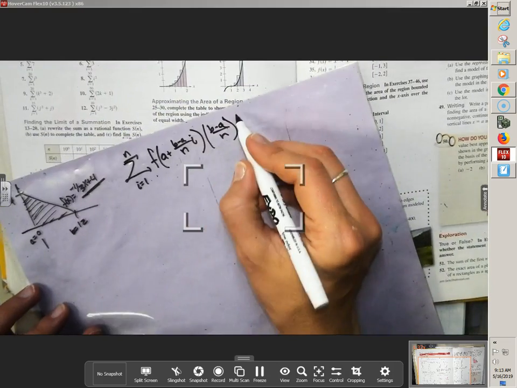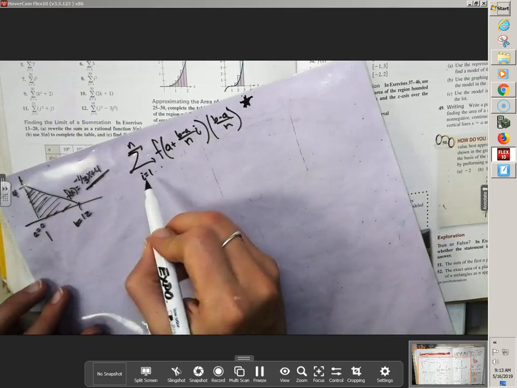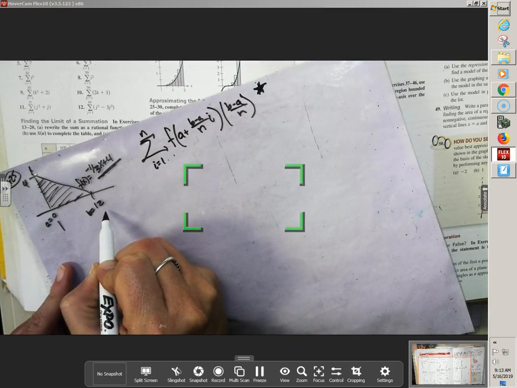This is an important formula. You might want to put a star by it. And here's how it works. A is the beginning of the shape, which is 0. B is the end of the shape, which is 12.